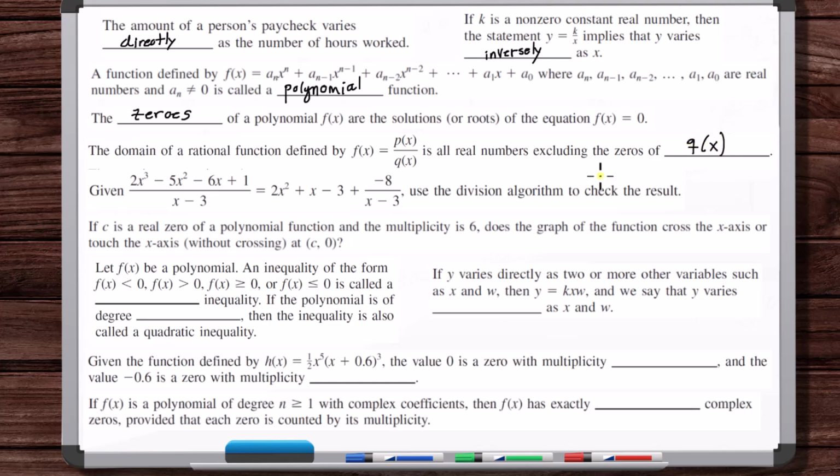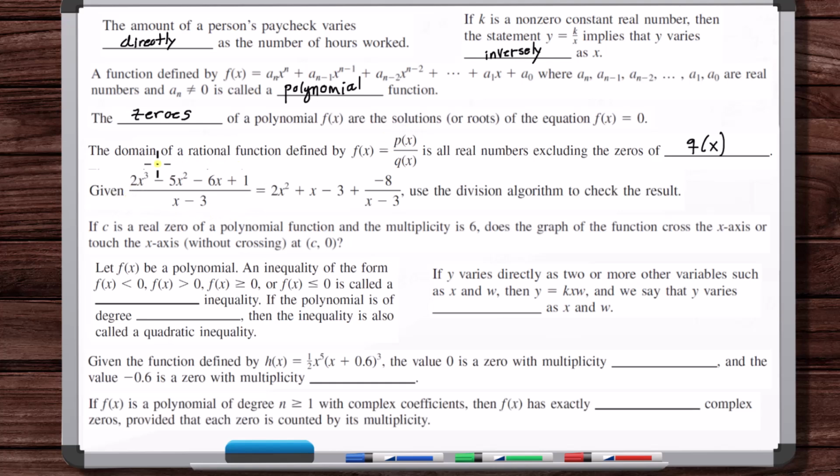The denominator polynomial. It's a rational function, a ratio of polynomials. The roots are the zeros of the q of x. You can't put that in. That's not a valid input. That's outside the domain. But everything else is within the domain because polynomials have domain all real numbers.